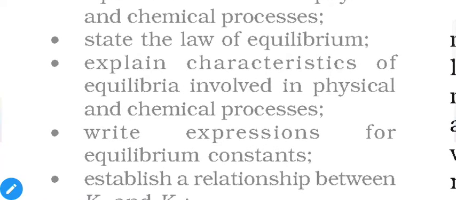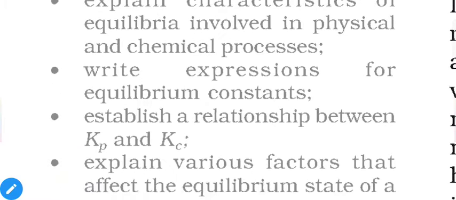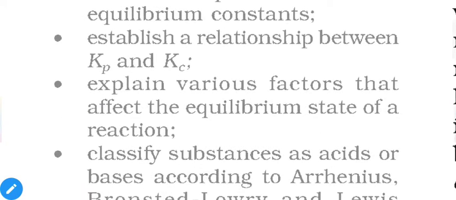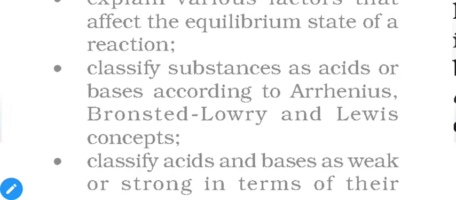State the law of equilibrium. We have different laws to understand equilibrium. Explain the characteristics of equilibria involved in physical and chemical processes. Write expressions for the equilibrium constant. Establish the relationship between Kp and Kc. Now K are equilibrium constants. P represents pressure, that means for gases, and C represents concentration, that means for solutions. Various factors affect the equilibrium constant or state.